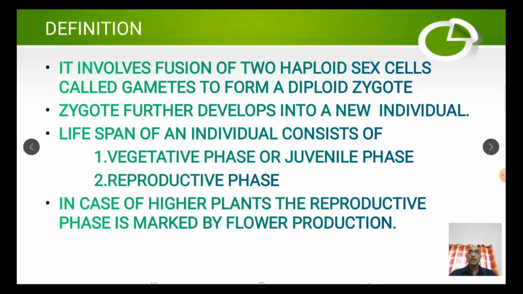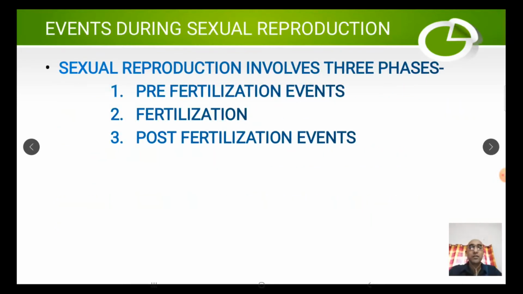Now the switchover from the vegetative phase to the reproductive phase is controlled by several environmental factors as well as hormones. Got it? As we are concerned about botany, in case of higher plants, the reproductive phase is marked by flower production. Got it? Now come to the next slide.